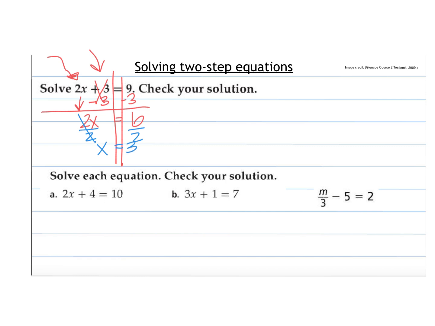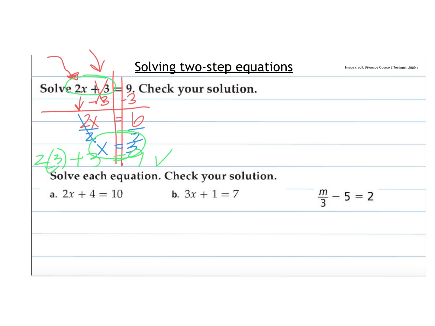This is when it's super important to go back and check, because this is sometimes when we make mistakes on the steps. So I'm going to go back to my equation and put 3 in for x. 2 times 3 plus 3 equals 9. 2 times 3 is 6, plus 3 is 9, so that checks. So my answer is x equals 3.